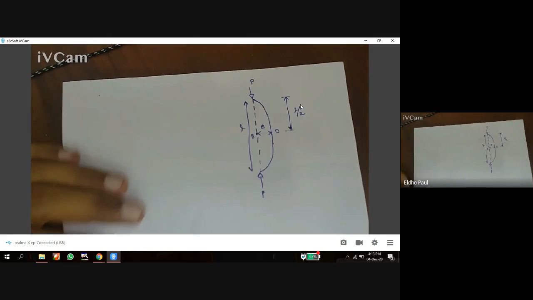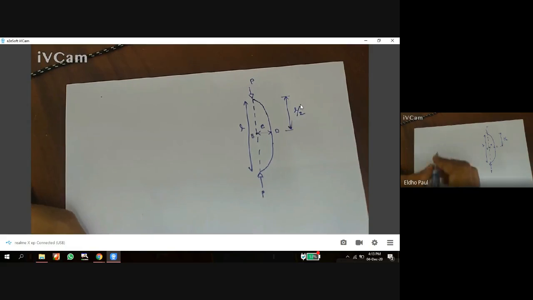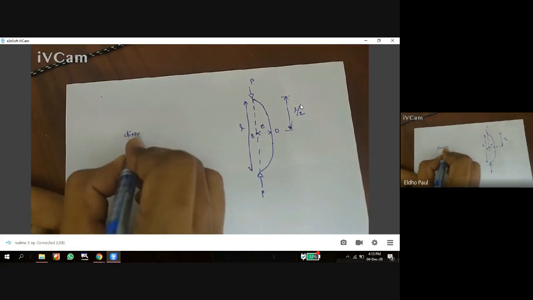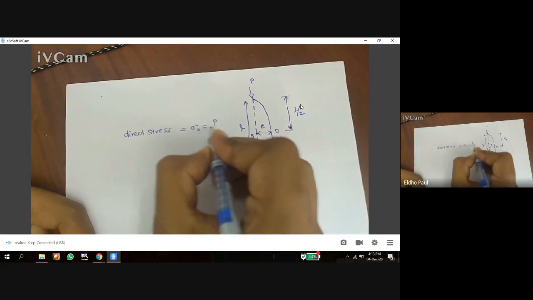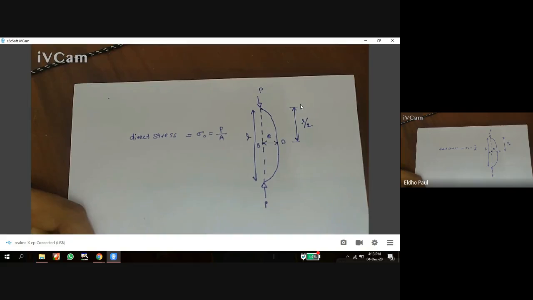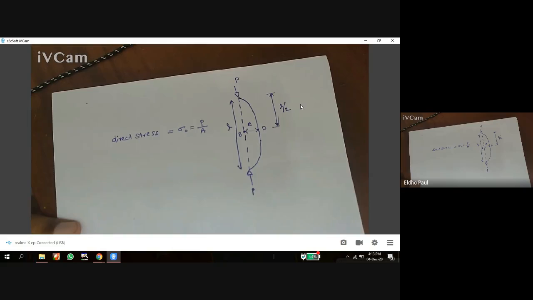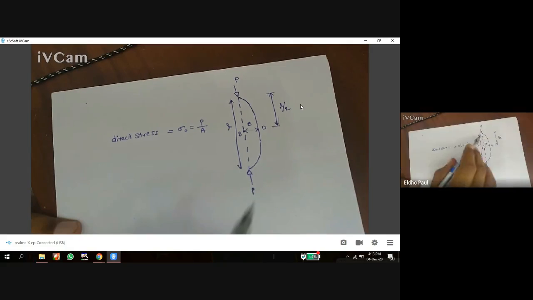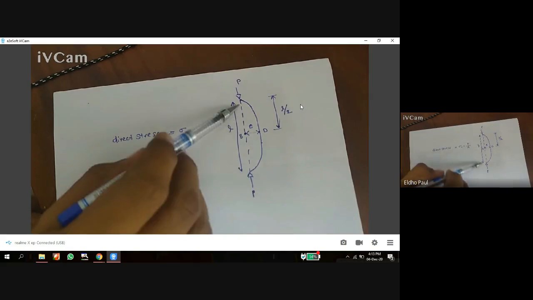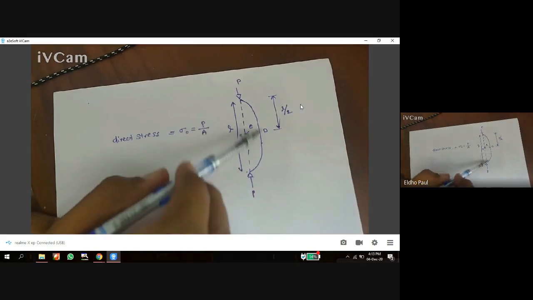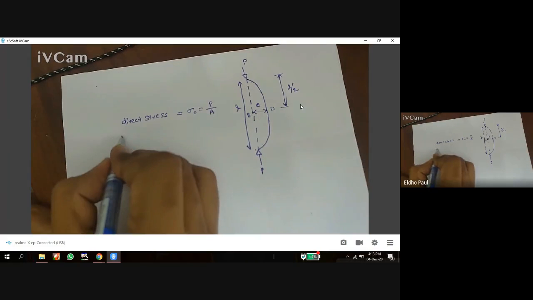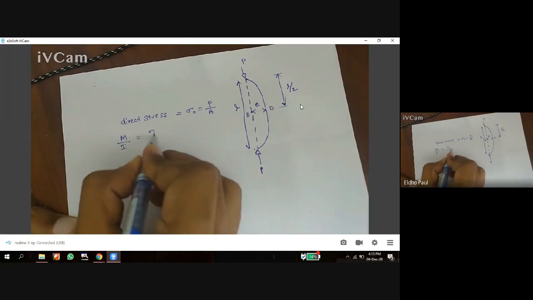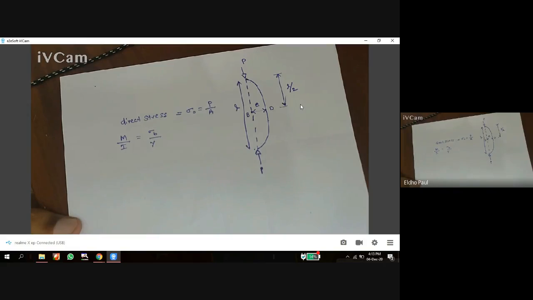Okay. When I apply load P, there will be a direct stress, sigma 0, that is equal to P by A, load by area. But here we also have a bending stress. Similar to beams, here also there is bending. Initially the axis was straight, but after buckling we can see a bending. So we can apply the bending formula here: M by I is equal to sigma b by y. That is the bending formula of a beam.